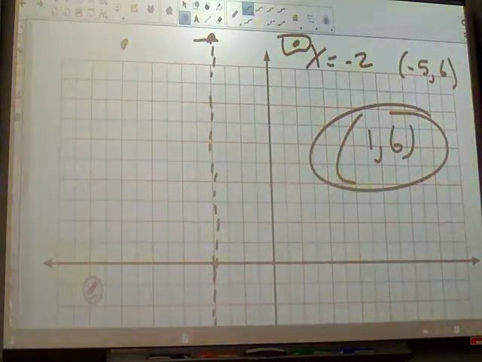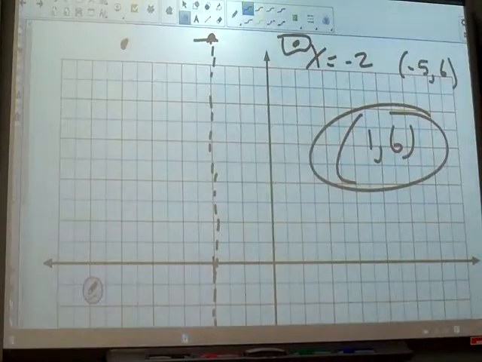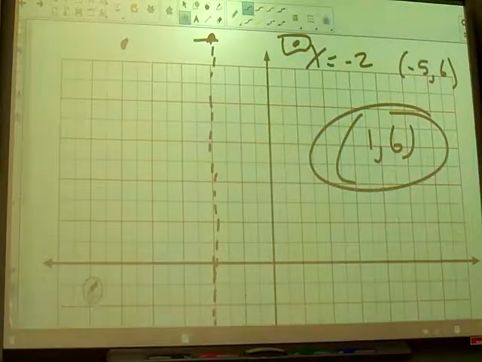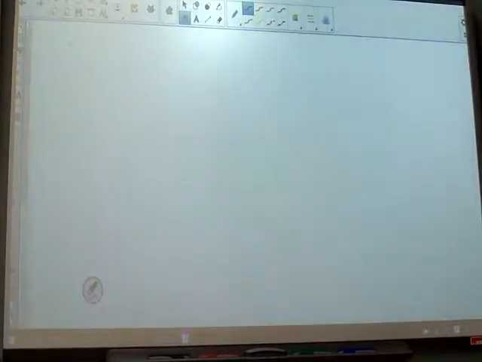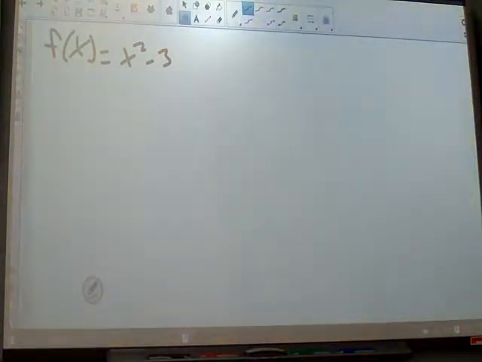All right, number 2. We've got f of x is equal to x squared minus 3. It says let the graph of g be a vertical stretch by a factor of 4. So I've got to have g of x, and I've got to vertically stretch this by 4.